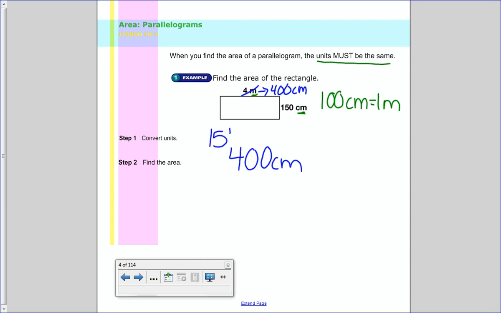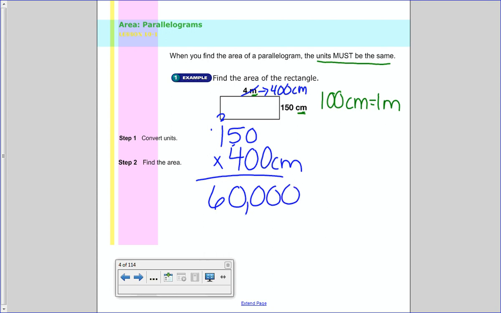And if I multiply that, well, 20 and 6, and then add on my 3 zeros at the end, I get 60,000 centimeters squared. And you notice the units get squared as well. So a centimeter times a centimeter is centimeters squared. That's one way you could have done it.